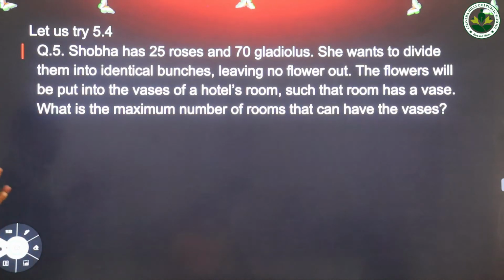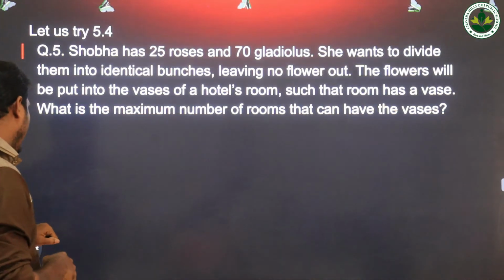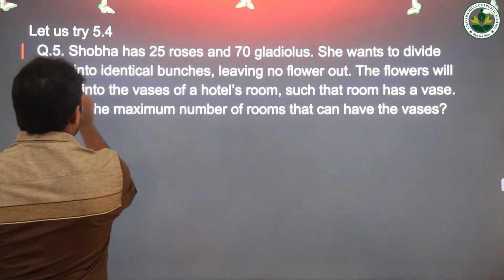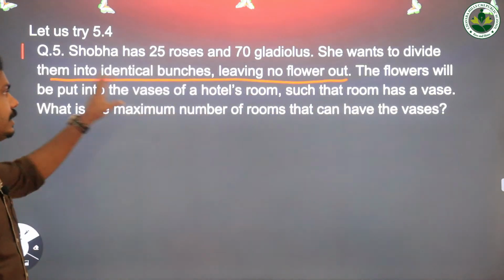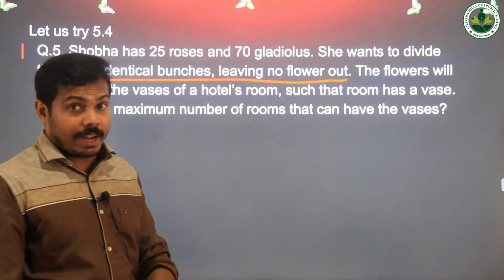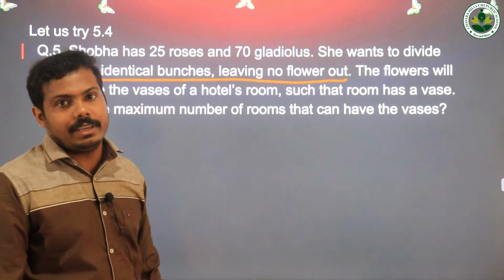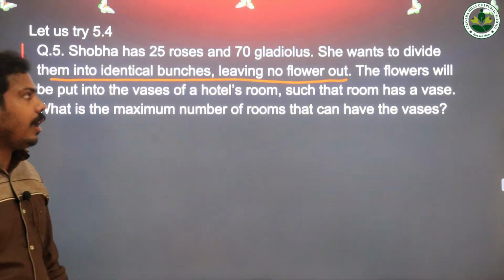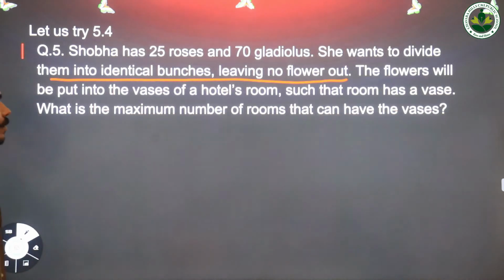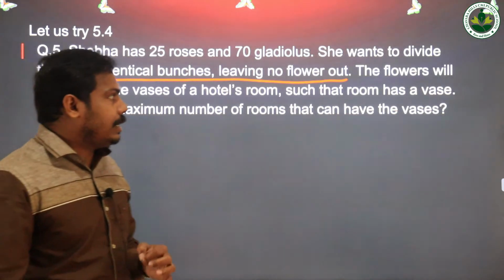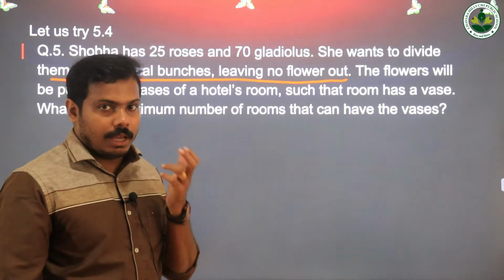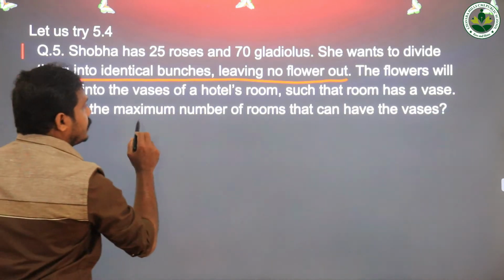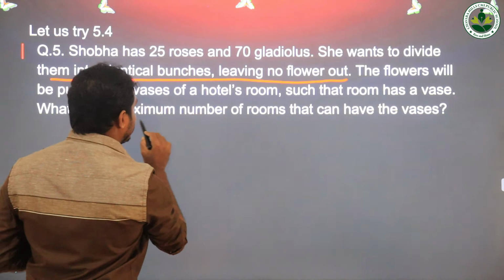Here they gave: Shobha has 25 roses and 70 gladioli. She wants to divide them into identical bunches, leaving no flower out. Here it means she needs to divide without any remainder. That means she needs to divide the numbers equally. And the flowers will be put into the vases of a hotel's room such that each room has a vase. In a room, it must have a vase. And what is the maximum number of rooms that can have the vases?